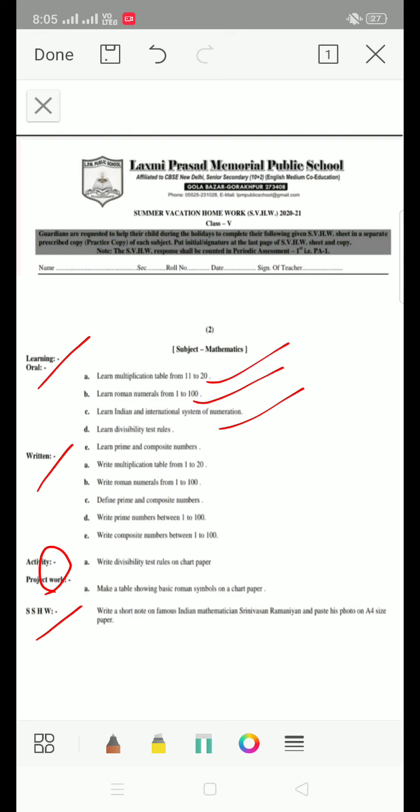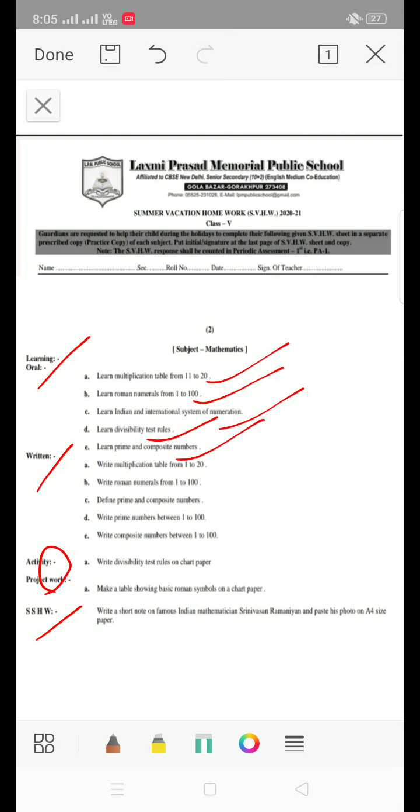Our fourth learning assignment is learn divisibility test rules. Divisibility test rules of 2, 3, 4, 5, 6, 7, 8, 9 and 10. Our last learning assignment is learn prime and composite numbers. You have to learn the definitions of prime and composite numbers.